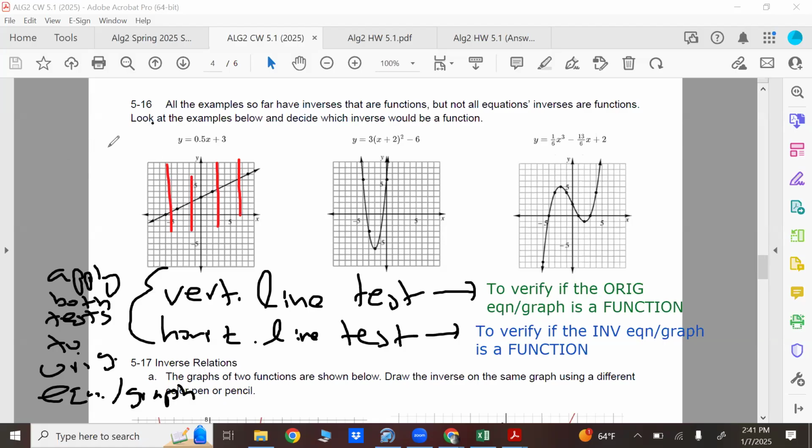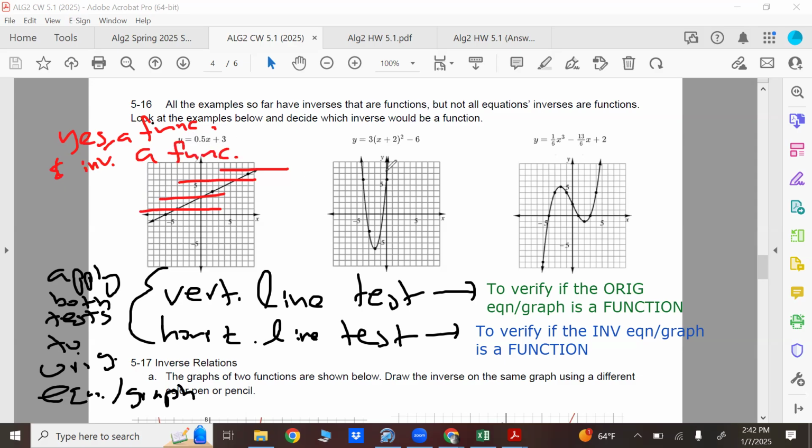So yes, it passes the vertical line test, so it's a function. Now let me draw a bunch of horizontal lines. How many times do the horizontal lines touch? Once. No, it's just flat, right? Yes, it's just crossing once. How many times does each horizontal line touch the graph of the first one? Each horizontal line touches just once. So the inverse is a function too.